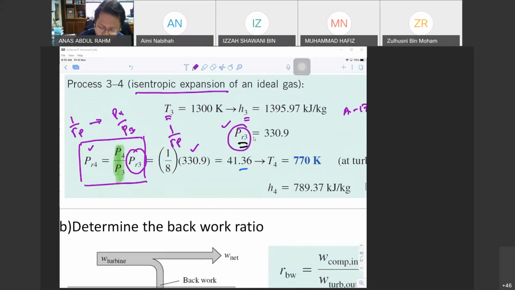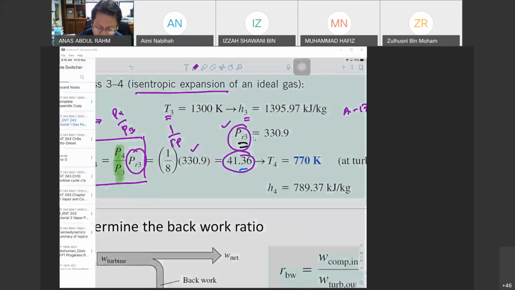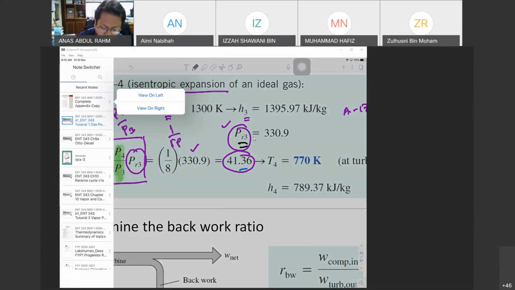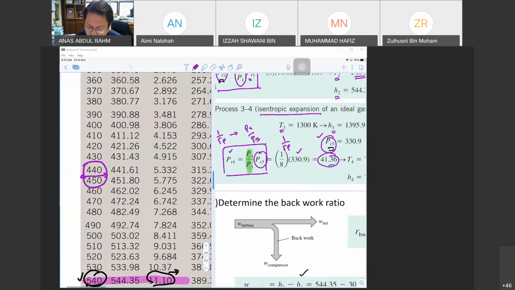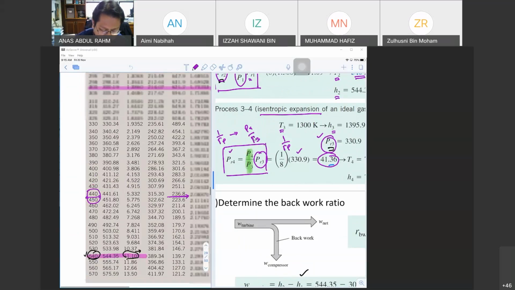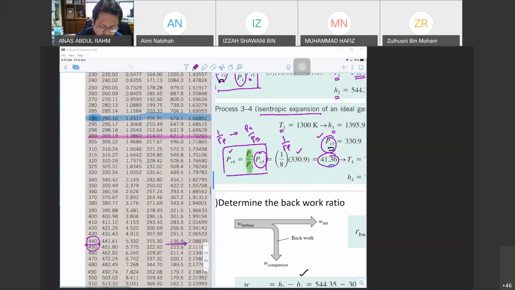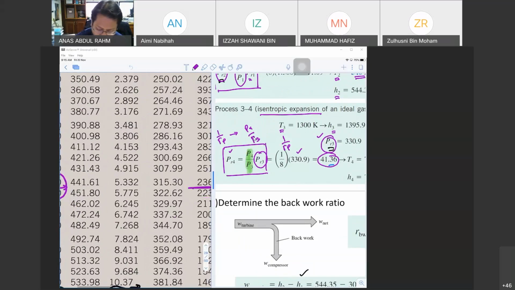Okay, now you find your Pr4 value, then you have to go to table. So just let's have a look. Okay, if we go to our table on the left, Pr4 is 41.36.